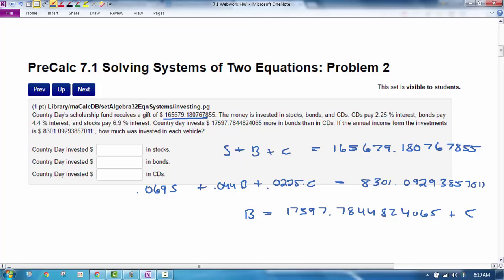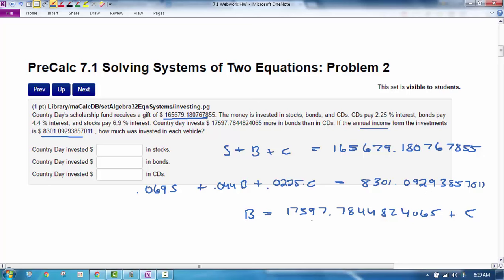Now the second equation is an interest equation, so 0.069 is the 6.9% that's invested into stocks. I kept it in the same order, S, B, and C here, plus the 4.4% invested into bonds, plus the 2.25% invested into CDs equals the total amount of interest, which they gave me right here. They called it annual income from investments, which means interest from investments. So there's the interest equation.